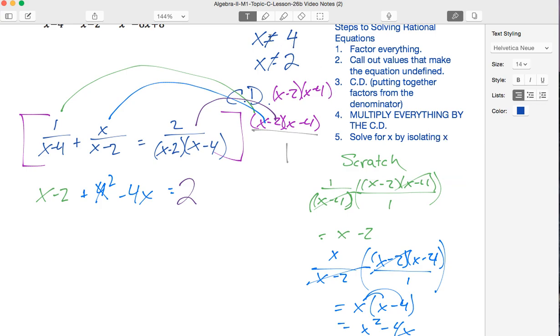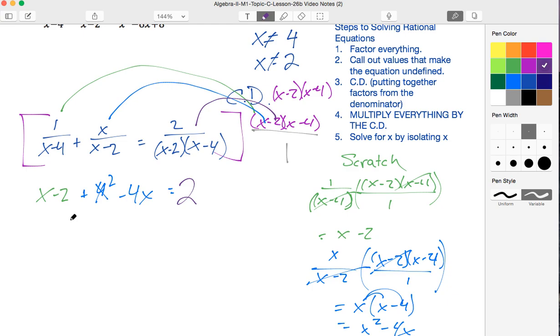Okay, so in this case, let's simplify the left-hand side. We have x minus 2 plus x squared minus 4x equal to 2. My like terms are x and minus 4, so I'm left with minus 3. If I subtract 2, I'll just write out my steps.